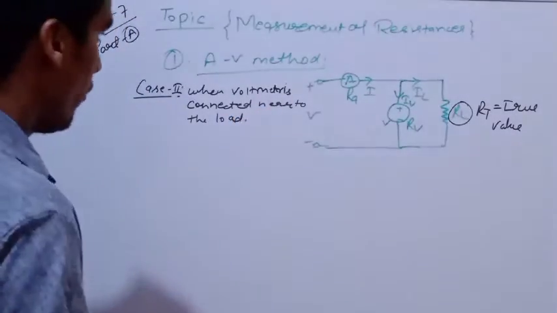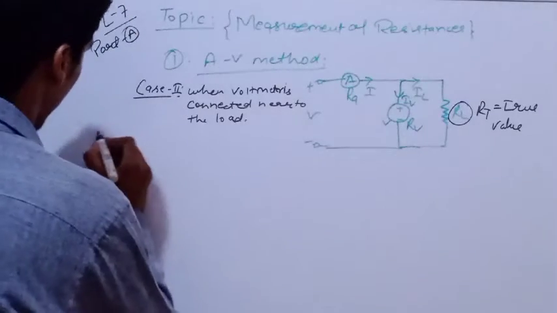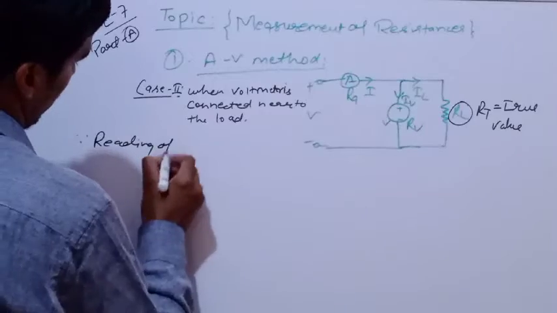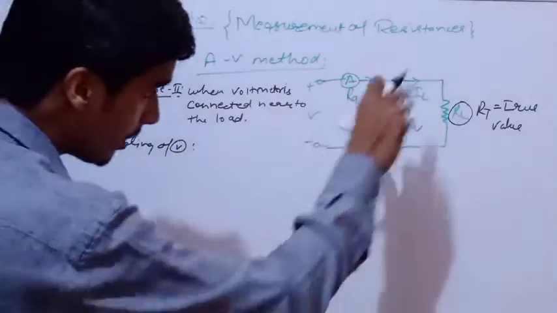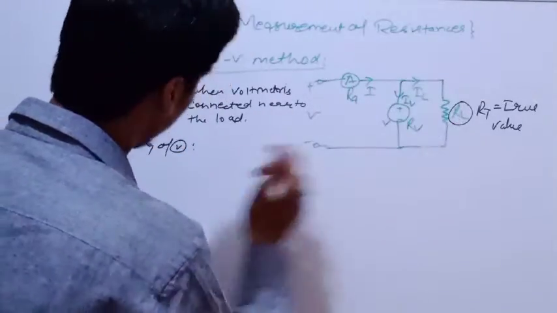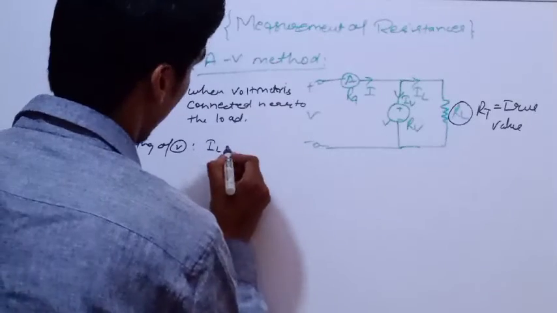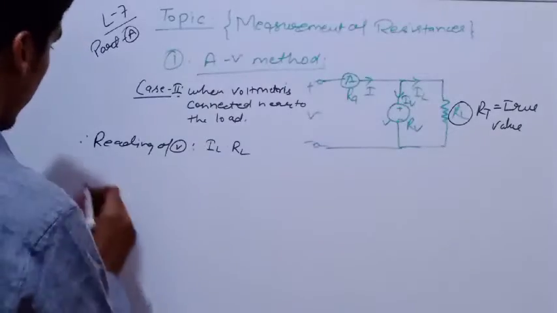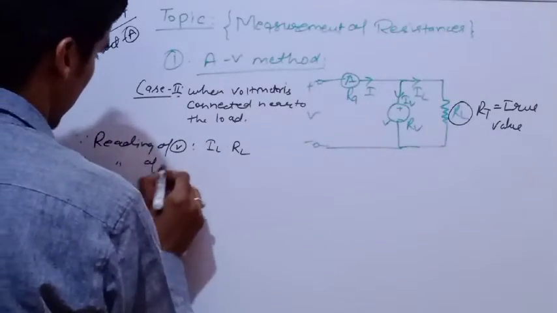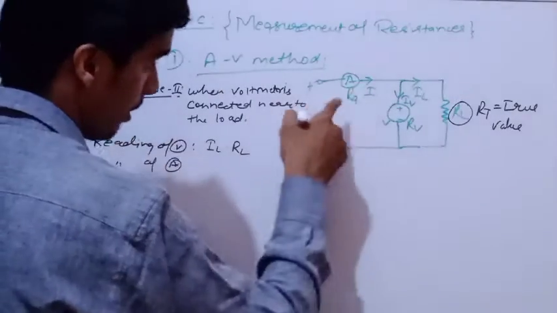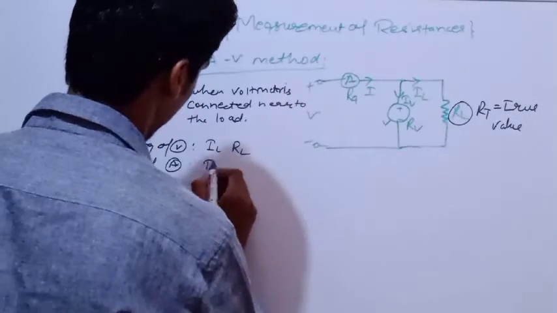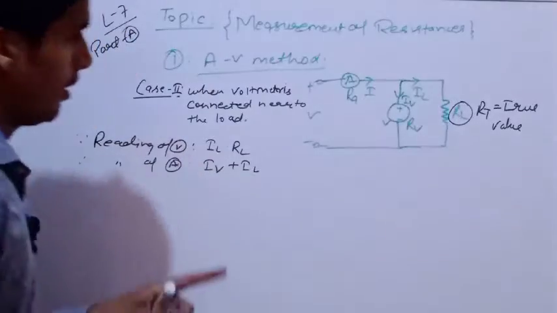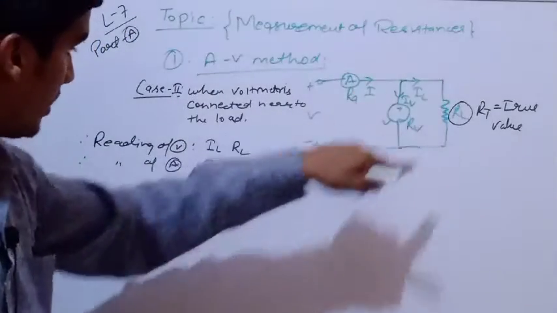So what will be the reading of the voltmeter? You can write down here. Reading of voltmeter will be equivalent to IL multiplied by RL. Okay, and reading of ammeter will be equivalent to IV plus IL. Reading of ammeter will be equivalent to IV plus IL.